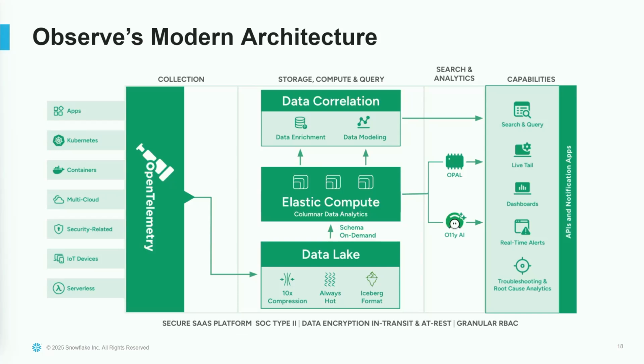This is a more technical diagram than the previous one, but basically it shares the same idea. From left to right, you see data generated in the OpenTelemetry format from different sources going into our data lake and being computed by the elastic compute. We built a data graph on top of it, and we can use different kinds of APIs, OPAL, or the Observe AI natural language interface to interact with the data.